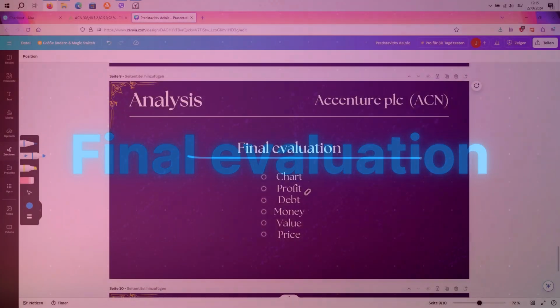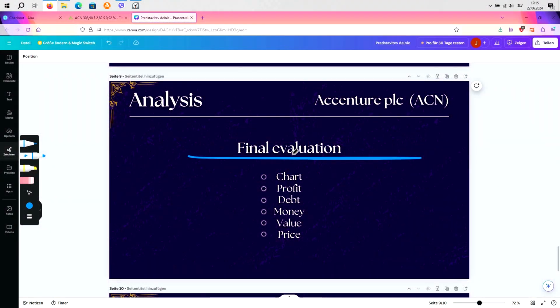Now we come to the final evaluation. We have it right now here. And we will basically just summarize everything that we found out at the moment, okay? So chart, does it grow? Yes, it does. If you don't believe me, go back a few minutes and you will see the analysis, okay? Does the profit grow? Yes, it does. Oops, that's a bit too big tick. Wait, what's happening? Okay, yes, it does.